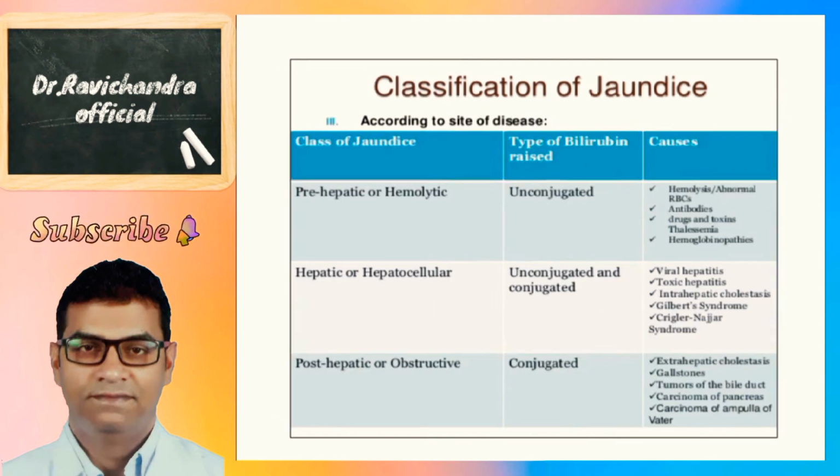Classification of jaundice can also be done according to the site of the disease, that is prehepatic or hemolytic, hepatic or hepatocellular, and post-hepatic or obstructive. Obstructive causes include tumors and gallstones. Hepatocellular includes viral hepatitis, toxic hepatitis, Gilbert syndrome and Crigler-Najjar syndrome. Prehepatic or hemolytic includes hemolysis or abnormal RBCs, thalassemias and hemoglobinopathy.